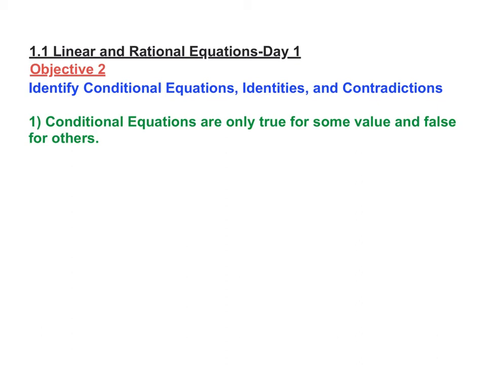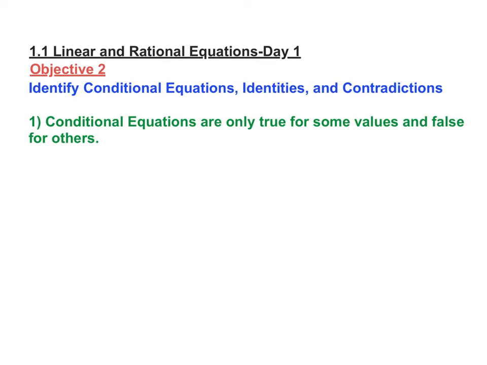So conditional equations are true for only some values, and false for others. Sometimes it is just one value though, okay? So for example, on the last equation, we got y equals negative 4. So it's true when y equals negative 4, the equation will be true. If y equals anything else but negative 4, I will get a false equation, okay?